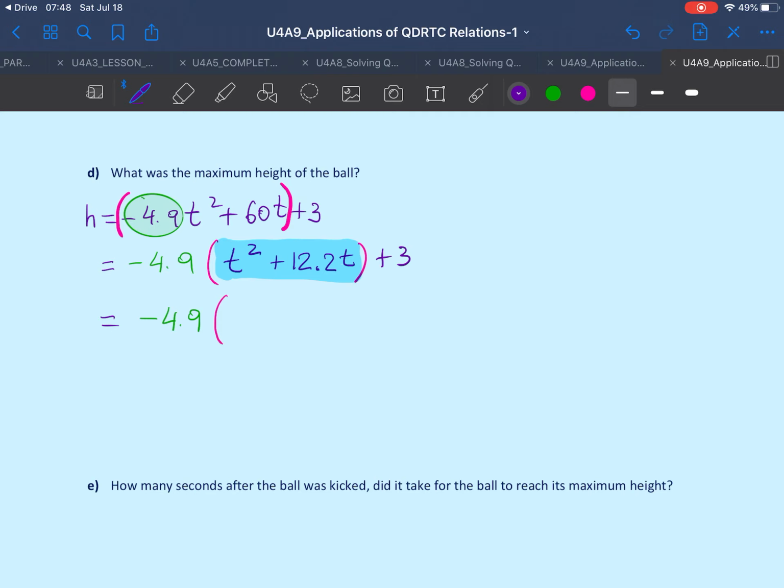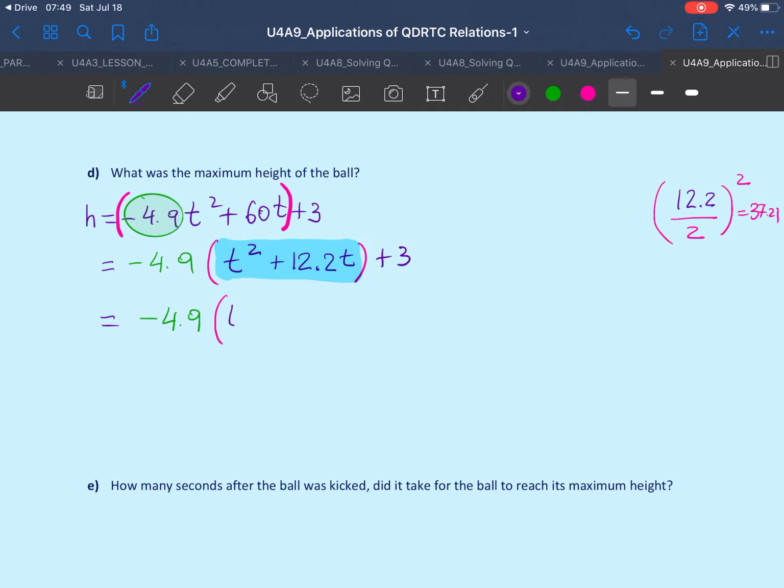Now remember how we found the term that was missing that made the expression a perfect square? We always looked at the coefficient of t, divide by 2 and square it. Always. Take this, divide by 2, square it. So that's what I'm going to do here on the side. So 12.2, I will divide it by 2, and then I will square it. So 12.2 divided by 2, that's 6.1, and 6.1 to the power of 2 is 37.21.